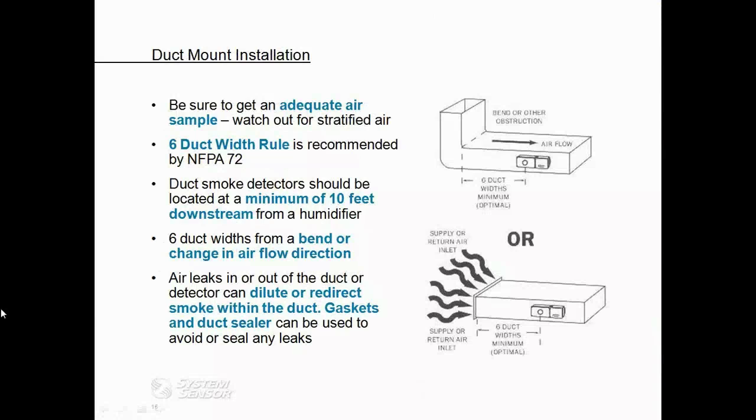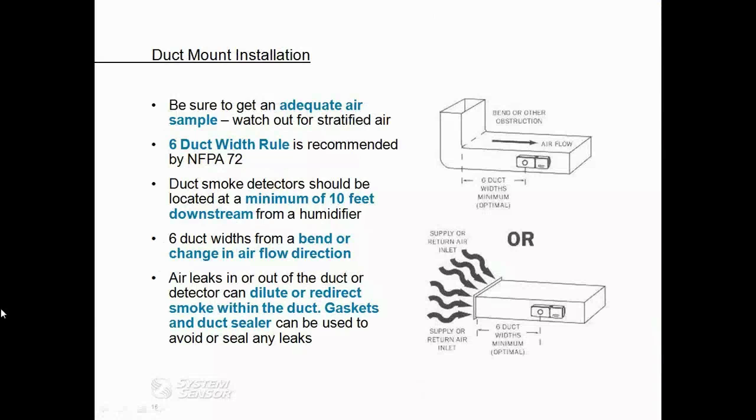When installing a duct smoke detector, it is very important to make sure you're getting a sufficient air sample and to try to avoid stratified air. Stratified air is where there may be two or more separate air streams that don't mix together in the duct. In order to help avoid this issue, follow the 6 duct width rule, which is recommended by NFPA 72 whenever possible. First, duct smoke detectors should be mounted at least 10 feet downstream from a humidifier and 6 duct widths from either a bend or change in airflow direction.